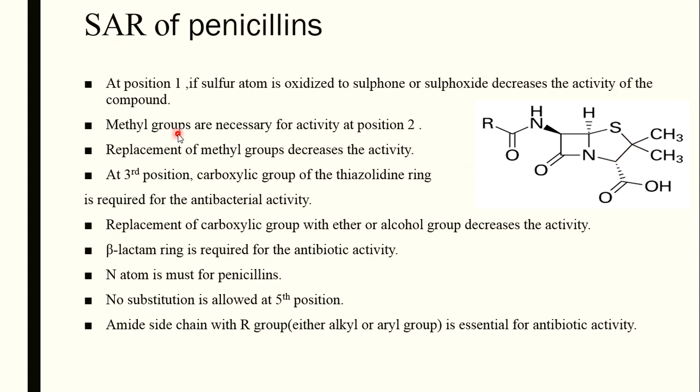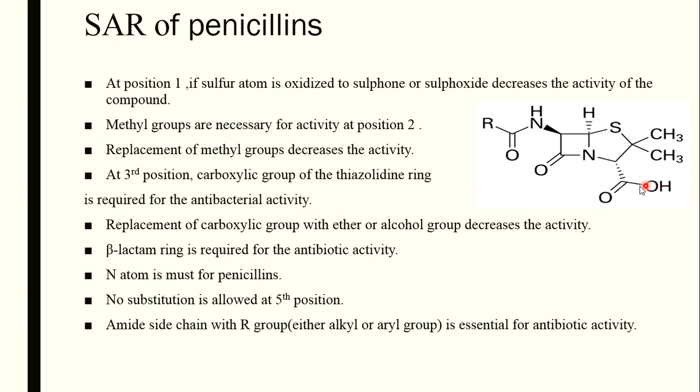The next point is methyl groups are necessary for activity at position 2. At position 2, two methyl groups are present, which are necessary for showing the antibacterial activity. Replacement of methyl groups decreases the activity. If we replace these methyl groups with ethyl groups or propyl groups or any other groups, then it will decrease the activity. At third position, carboxylic group of the thiazolidine ring is required for the antibacterial activity.